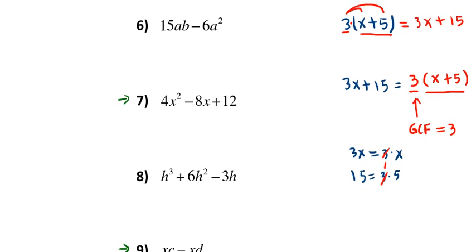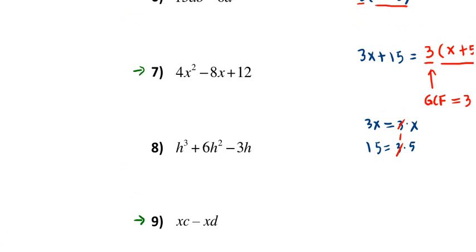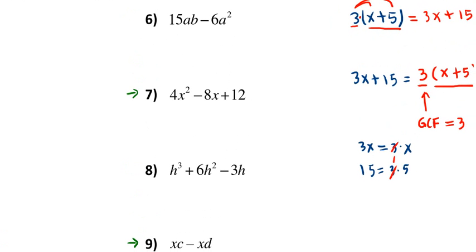I'm leaving number 6 for you, which is very similar to number 5. In number 7, we have 3 terms, but they're relatively simple, so you can see the GCF right away. For example, this doesn't have a variable, so there are no variables in the GCF. So there are only numbers in common.